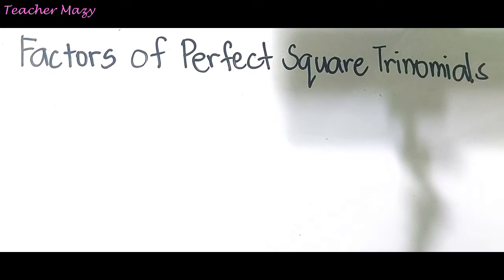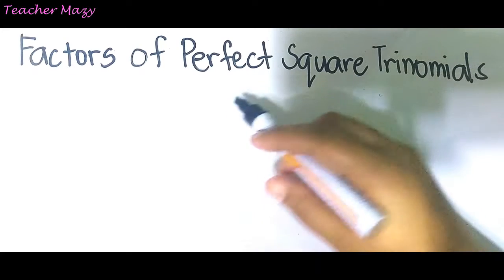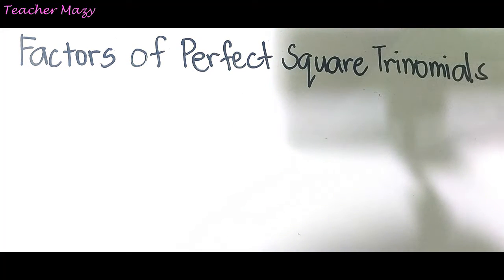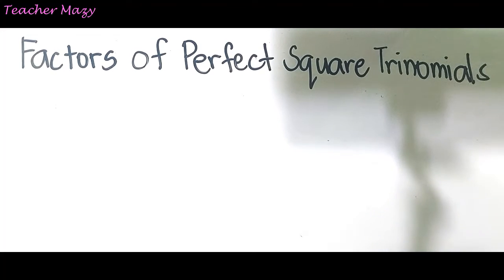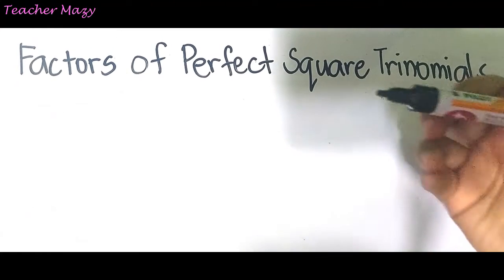Factoring perfect square trinomials, or PST. Before we apply the method of factoring a PST, we first need to determine if the given trinomial is a perfect square trinomial or not, because we cannot apply this method if the given is not a perfect square trinomial. So let's have some examples here.